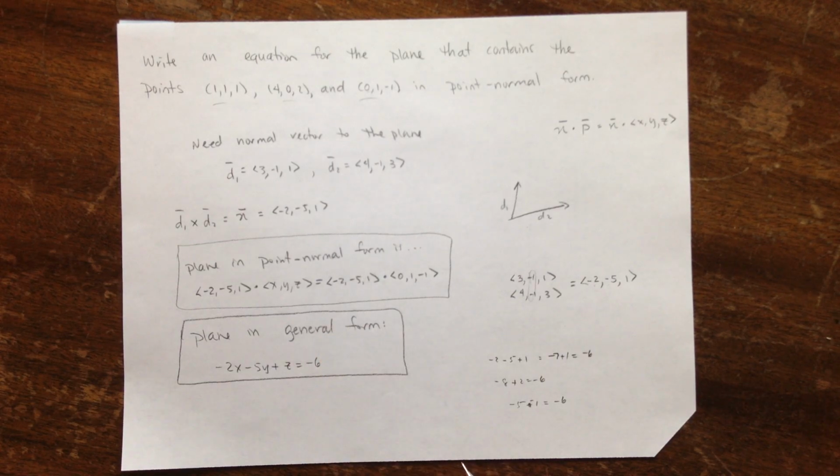And this again is point normal form. So that's it. Cross products. Okay, very good.